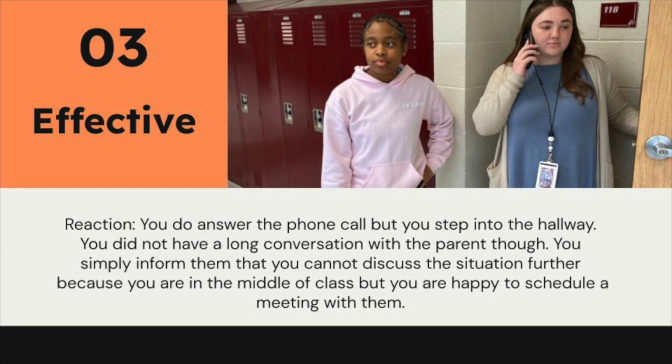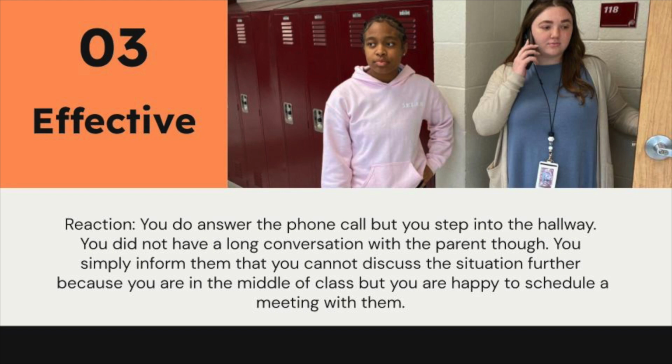Effective reaction 3. You do answer the phone call, but you step into the hallway. You do not have a long conversation with the parent, though. You simply inform them that you cannot discuss the situation further because you are in the middle of class, but you are happy to schedule a meeting with them.